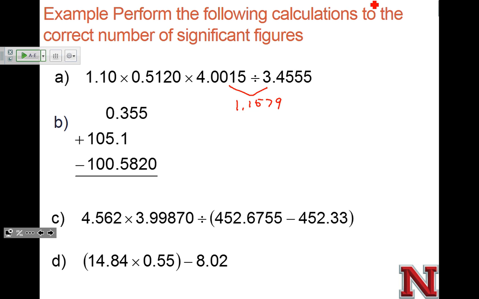So I get 1.15798. I really need a new calculator. I can't see all my numbers. Then we can multiply that number by our other two. I get this number. It's a really, really small number.